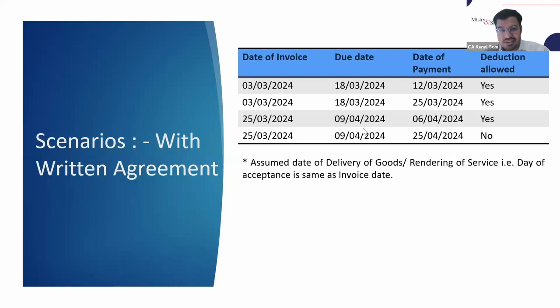In this particular case, 25th of March, the due date for the payment is 9th of April. Actual date of payment is 6th of April, so deduction allowed. But in this case, it is made on 25th of April, so post the due date. So in this case, deduction won't be allowed. So see, this was the basic theory with regards to the provisions of 43BH.